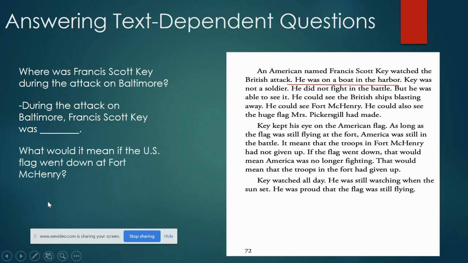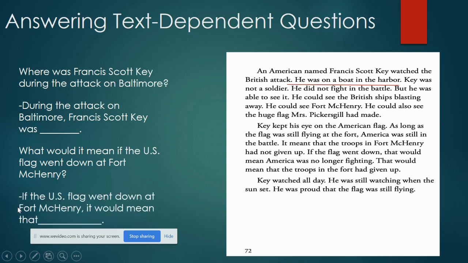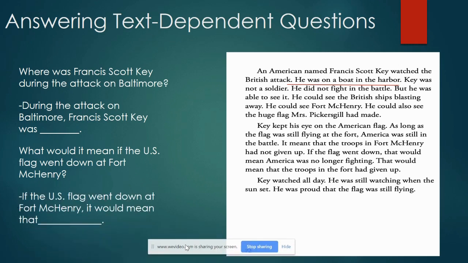We have another question from this same page. What would it mean if the US flag went down at Fort McHenry? Once again, remember to rephrase the question into your answer statement. If the US flag went down at Fort McHenry, it would mean that... You can go ahead and pause the video to search for and then share your answer with someone nearby. Once you have found your answer, press play.